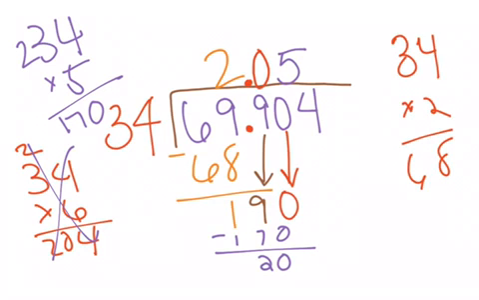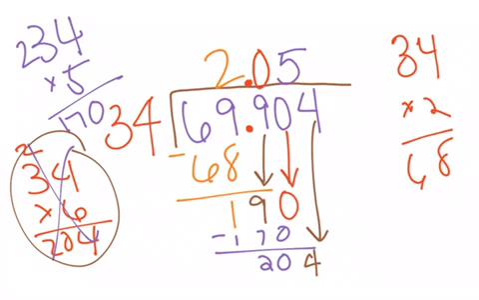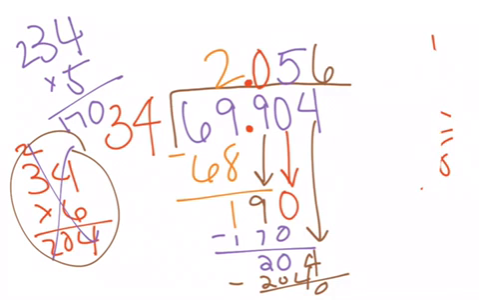I'll bring down my last and final number, 4. So how many times can 34 go into 204? Well, if I look back at my notes and I didn't erase, I just crossed out, I found right here that 34 times 6 gives us 204. So I'm going to put my 6 up here, minus 204, get 0 for my remainder. So my answer, I'm going to erase this to give us some room, is going to be 2.056 for our quotient.